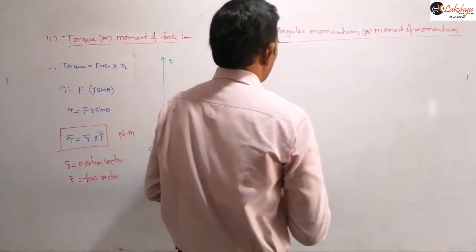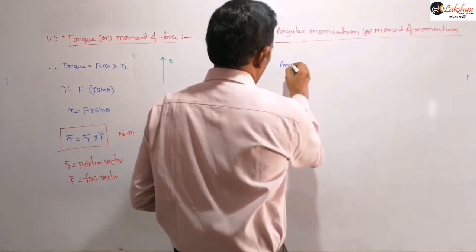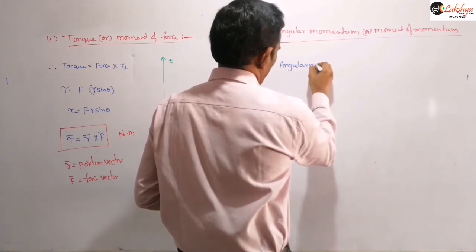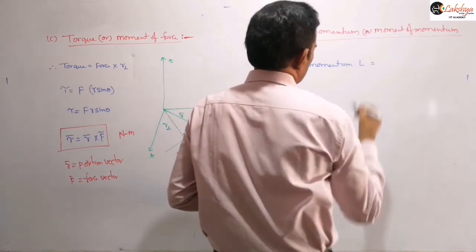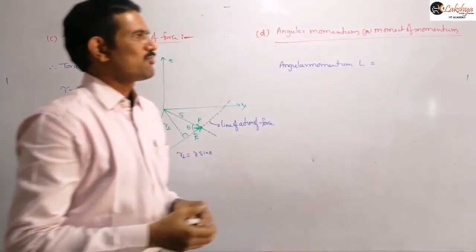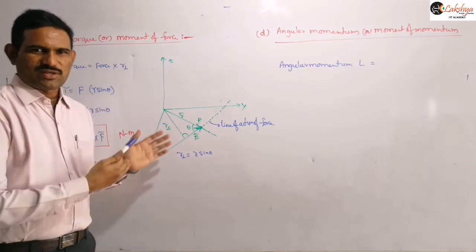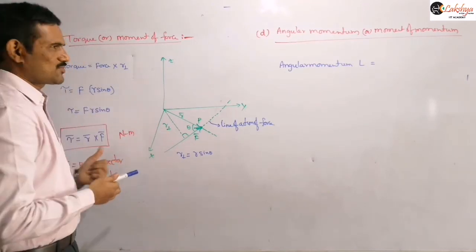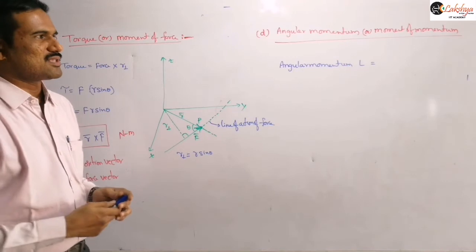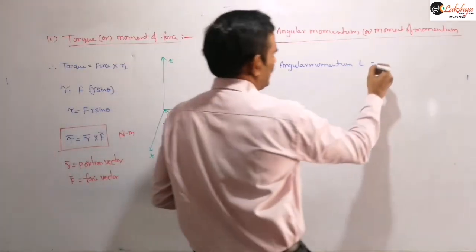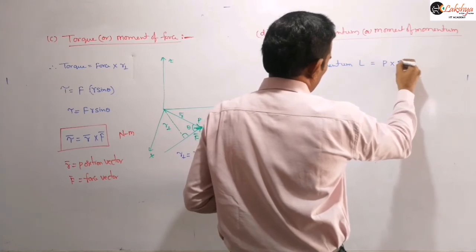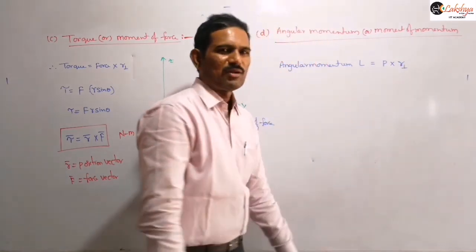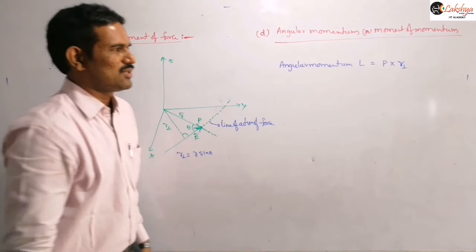You can write this definition as angular momentum, generally represented with L. And about this angular momentum also, in detail we will discuss in rotatory motion only. Just here again we need to express it like a cross product of two vectors. So this is defined as linear momentum into perpendicular distance, we need to write here.